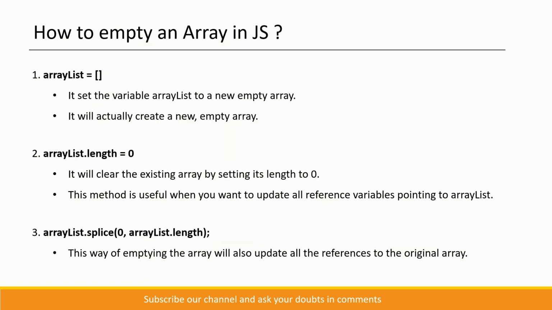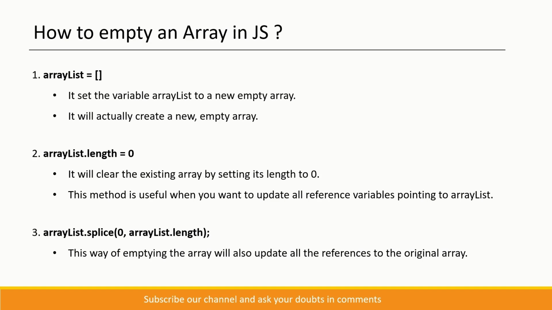Question: how to empty an array in JavaScript? Answer: in JavaScript there are multiple ways to empty an array in real-time applications. Below are the top 3 that we frequently use. Method 1: arrayList equal to empty brackets. It sets the variable arrayList to an empty array. It creates a new empty array and assigns it to arrayList.